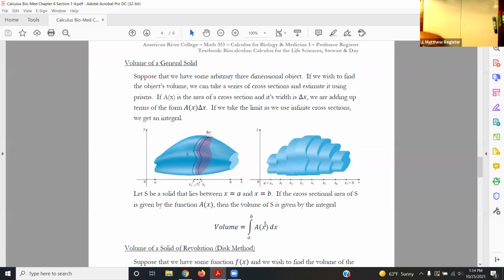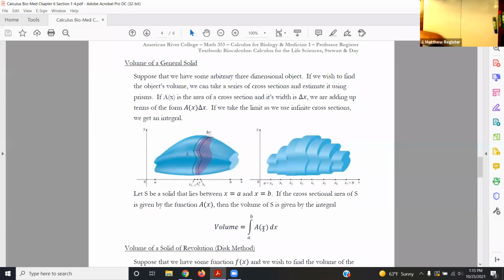And so this is the formula for the volume of something when we know what the cross-sectional formula is. If we know the area of all of these cross sections, then the volume is just going to be the integral from a to b of A of x dx. Now, of course, you're typically not going to have a nice formula for the cross-sectional area of a kidney or a liver or something like that.